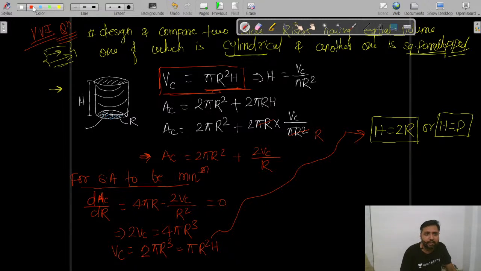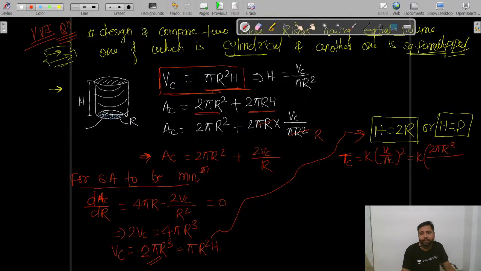Now, the solidification time for this riser can be written as K into (Vc upon Ac) whole square. So that is equal to K into, what is volume? 2 pi r cube, upon, what is surface area? 2 pi r square plus 2 pi r h, and you already found that h equals 2r. So replace this h by 2r. This is going to become 6 pi r square, so Ac is going to become 6 pi r square, whole square.